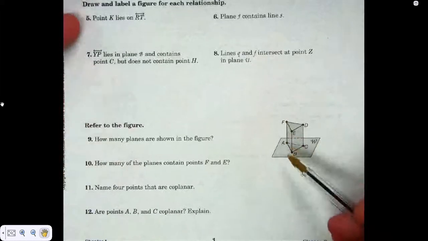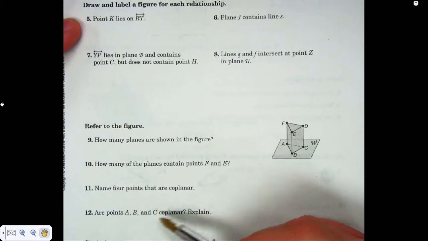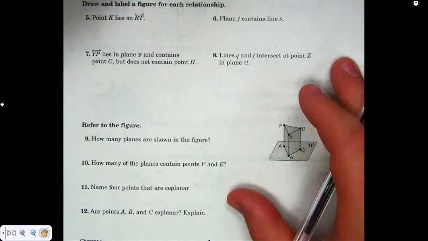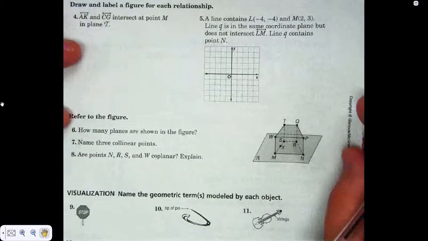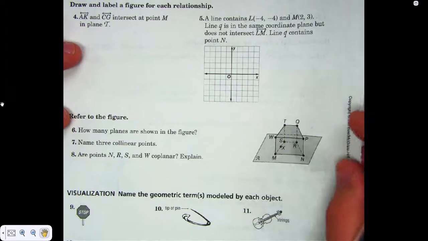It's knowing how many planes are shown. Are points A, B, and C coplanar? What does coplanar mean? They're in the same what? Plane. Okay, the other side. How about any of these? We're doing that good on these, huh?